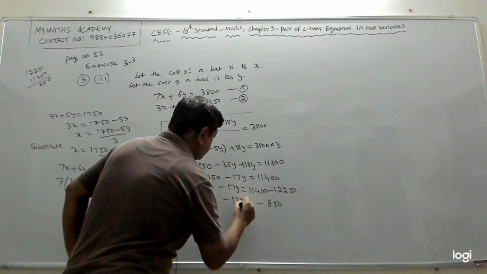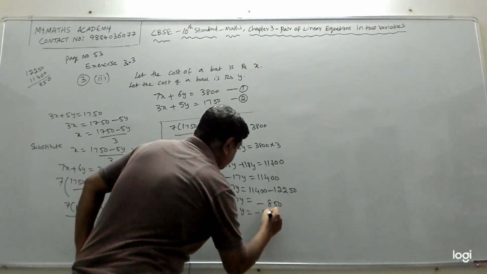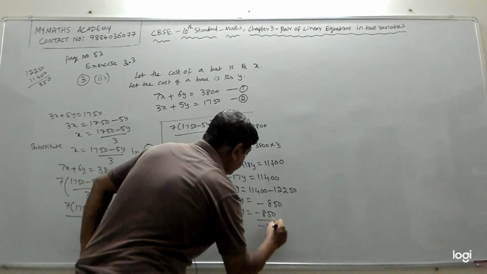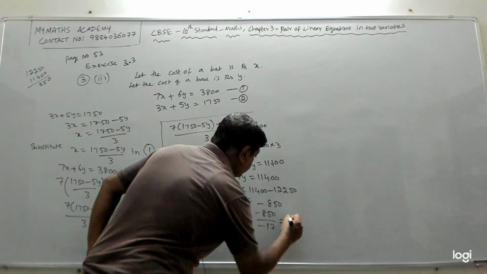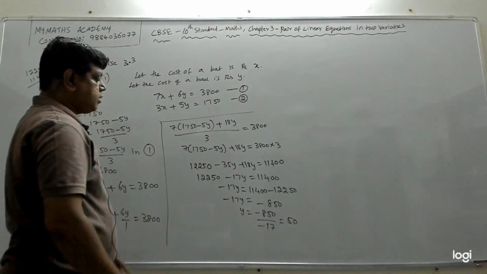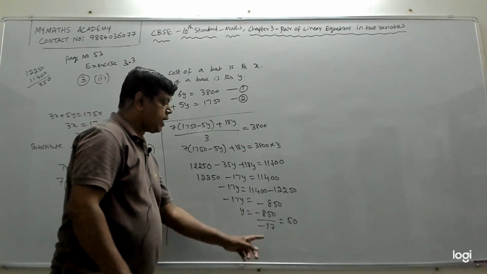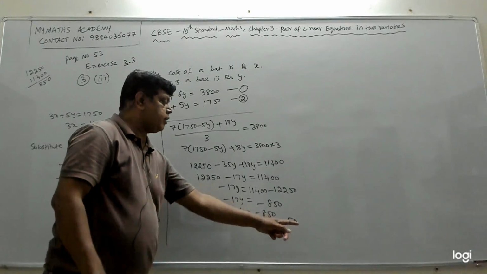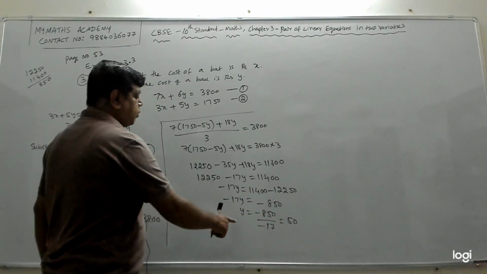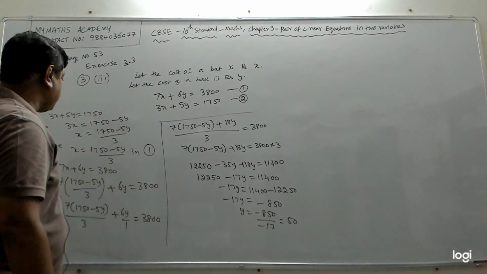Minus 17y. So y becomes minus 850 by minus 17. That will give you 50, because minus minus will get cancelled. 17 5s are 85, then it becomes 50 if you divide. So y is 50. Now y is 50, we need to find the value of x.